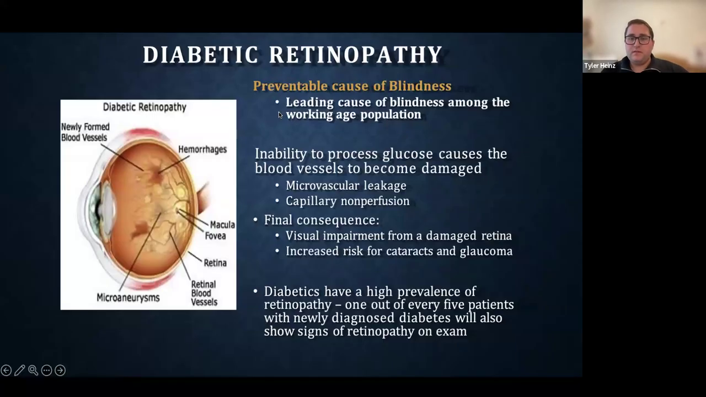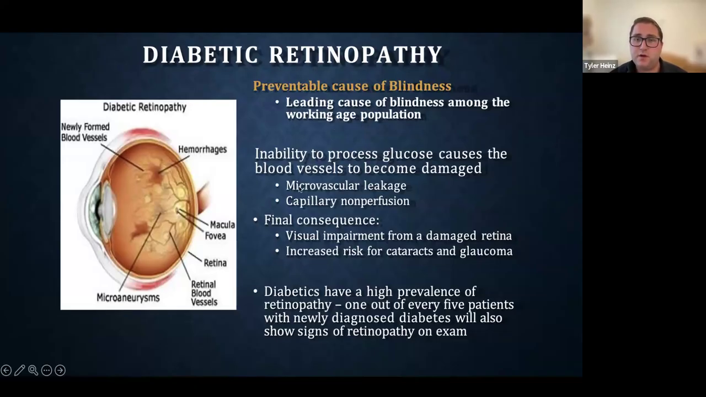So, diabetic retinopathy. This is a preventable cause of blindness. If you keep letting this go on and on and on, it's going to cause blindness. You want to be really early in your treatment of the diabetes. Make sure their A1C is low. We like to tell everyone in the clinic that we like their A1C to be below 7, but of course, the lower, the better. This is a leading cause of blindness among the working age population of the world.